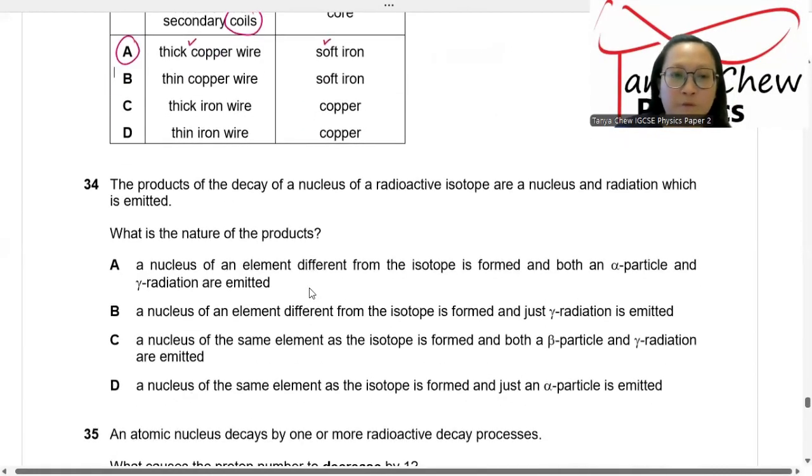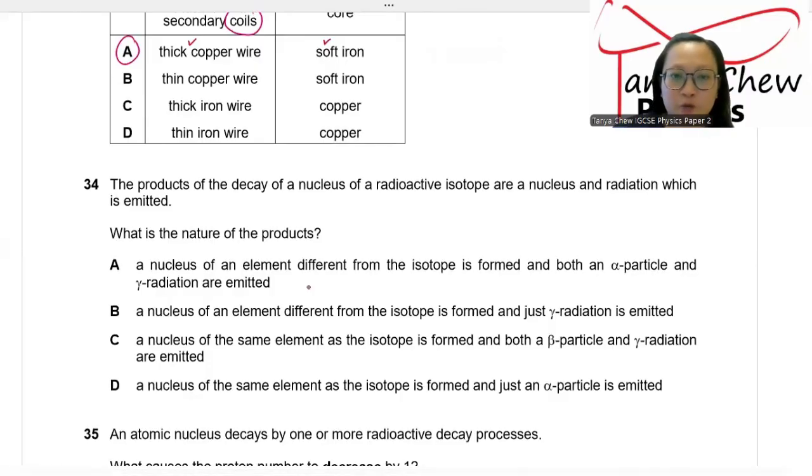Now, number 34, the products of the decay of the nucleus of a radioactive isotope are a nucleus and radiation which is emitted. What is the nature of the product? Let us look at the first one. A nucleus of an element different from the isotope.